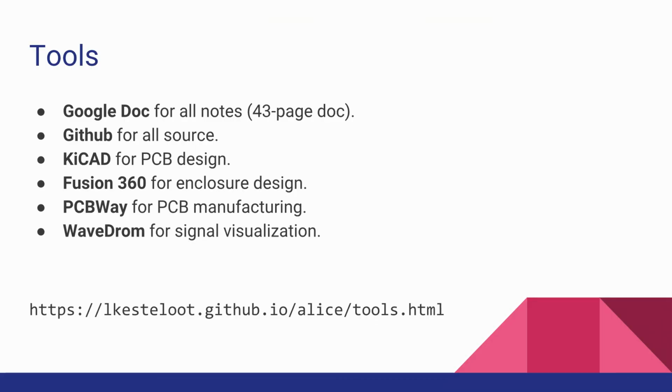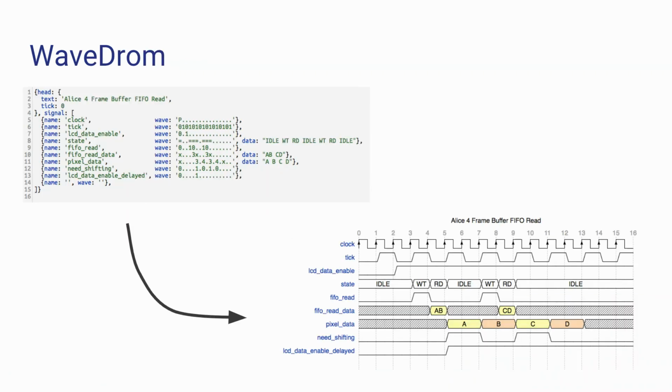Okay, tools. Google Doc, of course, for everything. We ended up with a 43-page document with all of our design ideas and everything. Everything we learned, like how to boot Linux, we would put into this doc. GitHub, of course. KiCad for the PCB design, Fusion 360, PCB manufacturing, and WaveDrom. So WaveDrom is kind of magical.